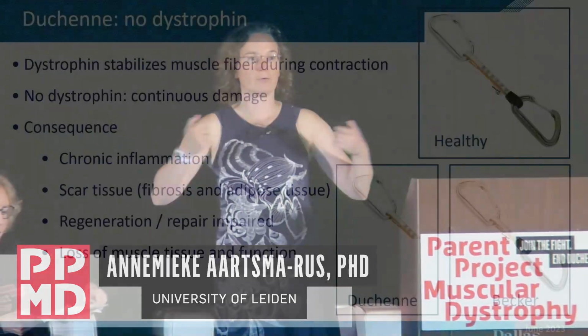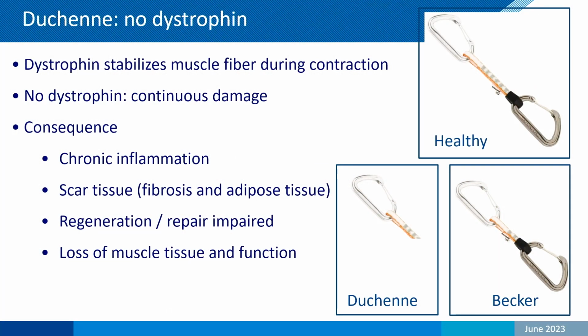So first of all, Duchenne is caused by lack of dystrophin. And dystrophin is a protein that prevents muscle damage when we use our muscles. And I like to use the carabiner as an example of how dystrophin works, because dystrophin has two domains with which it connects. It connects to the skeleton of muscle fibers, and it connects to the connective tissue that surrounds each muscle fiber, and in that way provides stability during contraction.